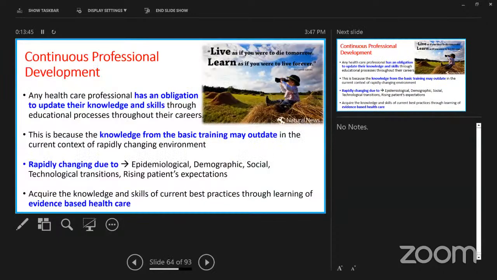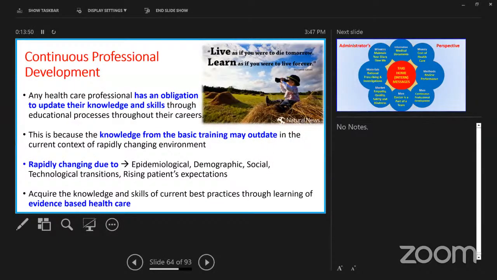Then continuous professional development. This internship is a continuation of your medical education, your medical learning process. So think you are in a learning process during the internship, because you have an obligation to update your knowledge throughout your career through an educational process, because knowledge from basic training may become outdated in the current context of a rapidly changing environment. Rapidly changing because epidemiology is changing, demography is changing. For example, in epidemiology, there are more and more non-communicable diseases. In demography, there are more older people, fewer children. Social and technological transition, very important, and rising patient expectations.